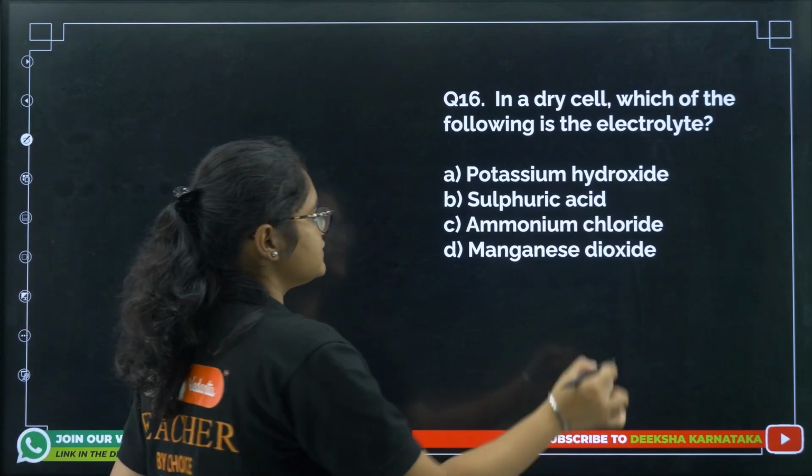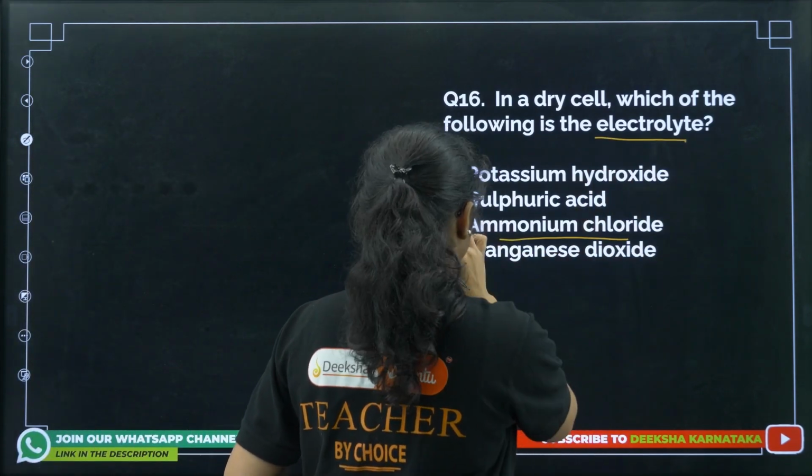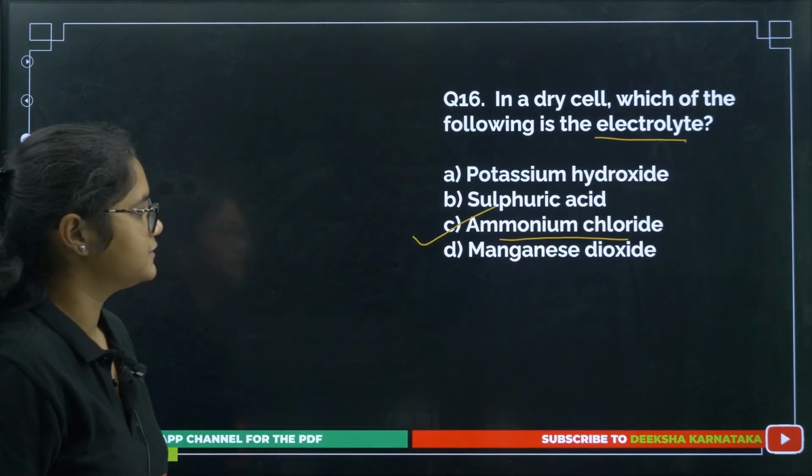Next, in a dry cell, which is an electrolyte? Ammonium chloride is used as electrolyte, option number C.